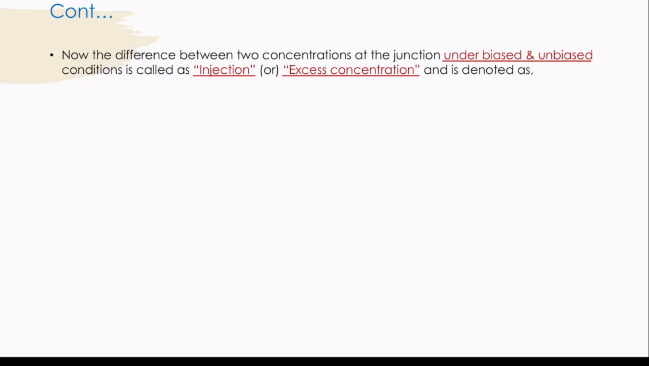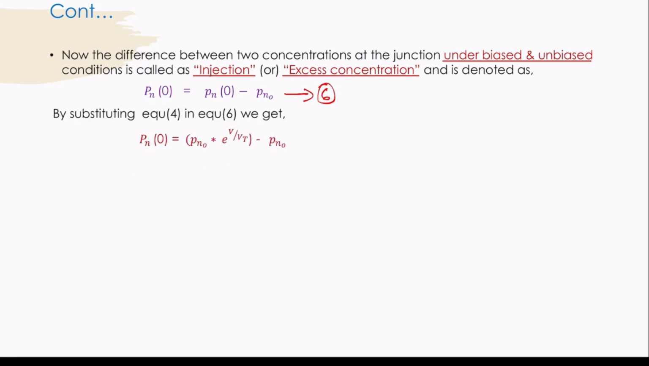Now the difference between two concentrations at the junction under biased and unbiased conditions is called injection or excess concentration, and it is denoted as capital Pn of 0 is equal to Pn of 0 minus Pn0. Let it be equation 6. Now by substituting equation 4 in equation 6, we get capital Pn of 0 is equal to Pn0 into e to the power of V by Vt minus Pn0, where we can get the value of capital Pn of 0 is equal to Pn0 into e to the power of V by Vt minus 1. Let it be equation 7.